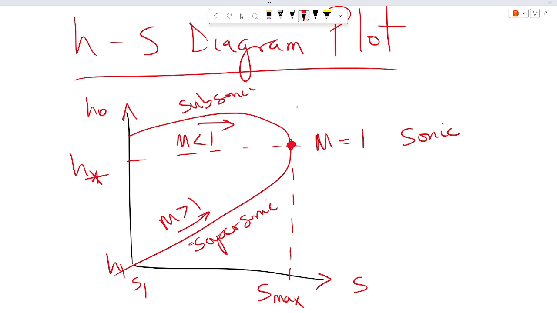And this schematic is what we call the HS plot for the Fanno line.